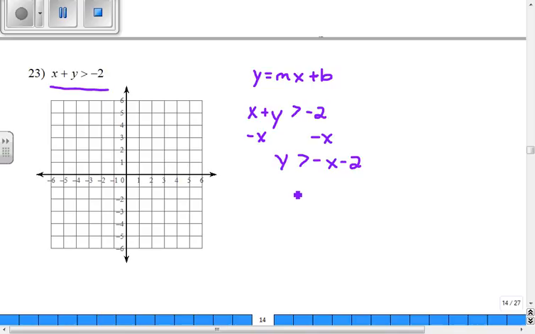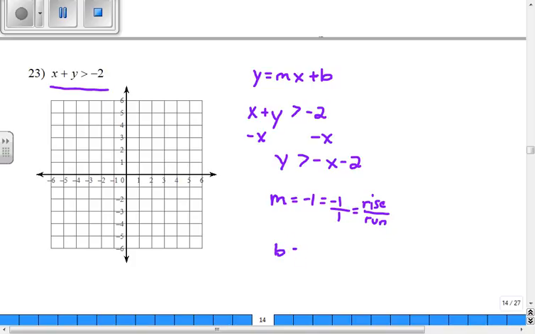Okay, I know that m is my slope, and in this case, my m is the coefficient of x, which is negative 1. Negative 1 is a whole number, so it can be rewritten as negative 1 over 1. And that's going to give me my rise over my run.